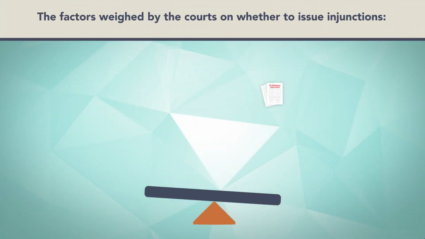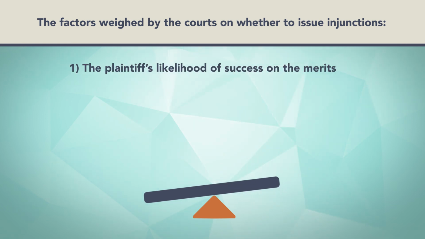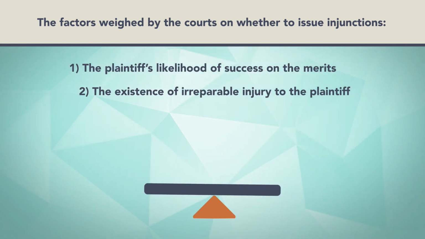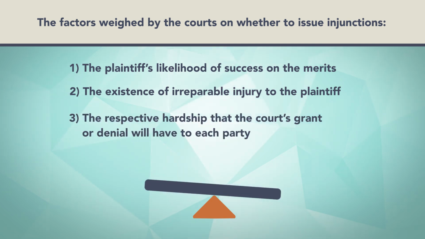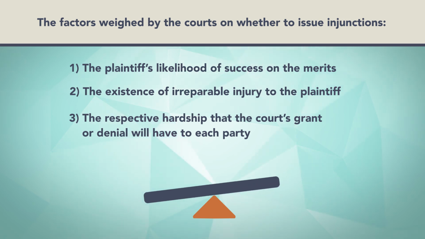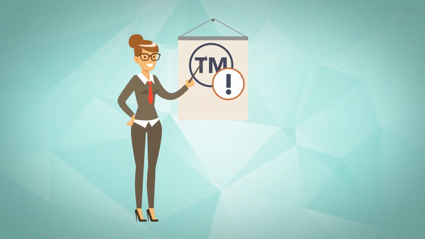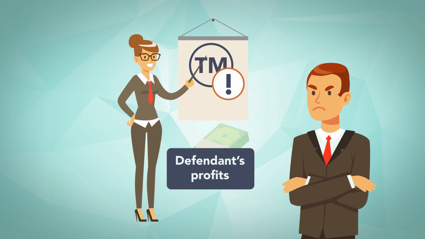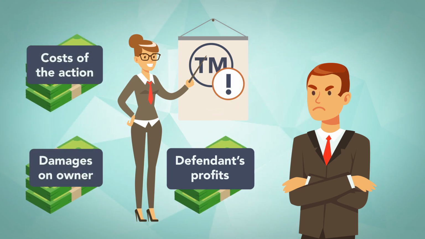The factors weighed by the courts on whether to issue injunctions at these points are: 1. Plaintiff's likelihood of success on the merits, 2. The existence of irreparable injury to the plaintiff, 3. The respective hardship that the court's grant or denial will have to each party, and 4. The public interest. The owner of a registered trademark who establishes infringement is entitled to recover the defendant's profits, any damages sustained by the owner, and the costs of the action.